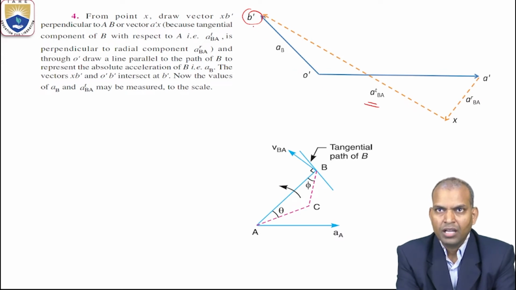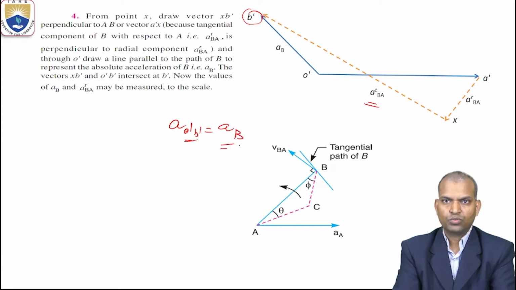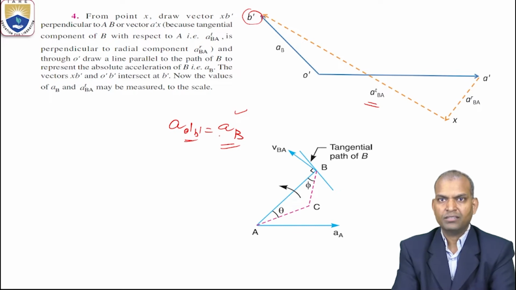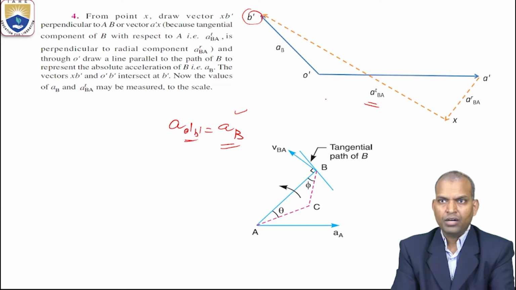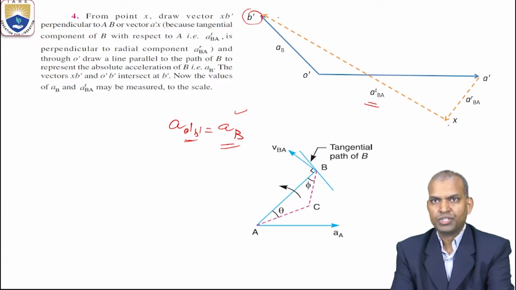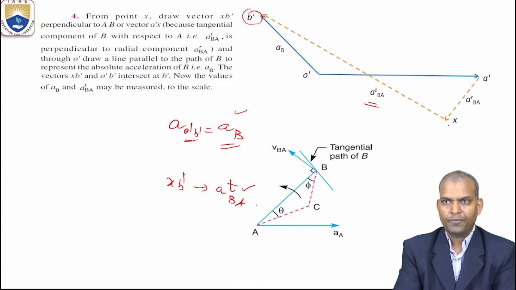If you measure O dash to B dash, that is nothing but the acceleration of the point B with respect to O. Measure the vector O dash B dash and convert it using the scale. That value gives the acceleration of point B. If you measure the vector X B dash, it gives the tangential component of B with respect to A.